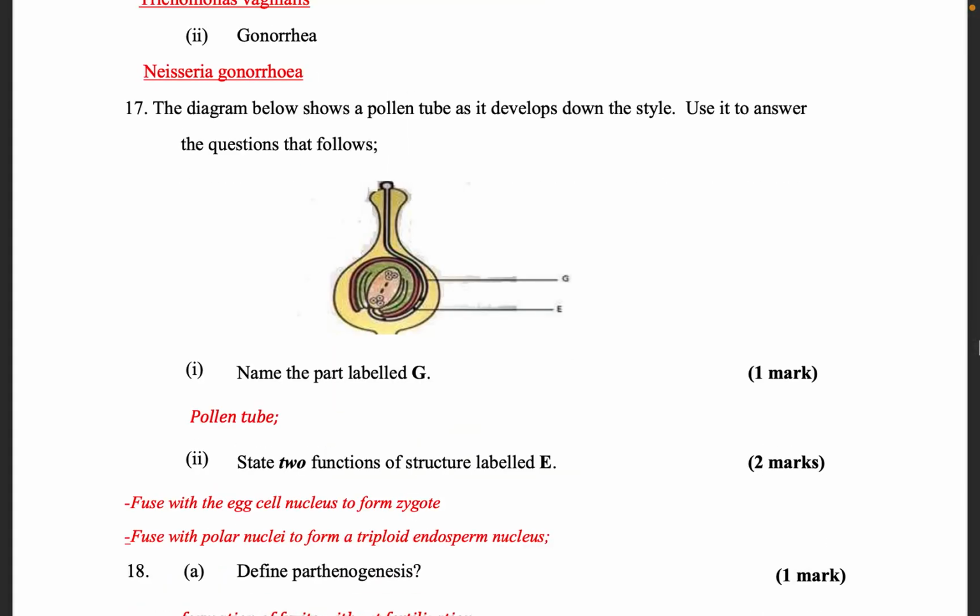State 2 functions of the structure labeled E. To fuse with the egg cell nucleus to form a zygote. Fuse with polar nuclei to form a triploid endosperm nucleus.